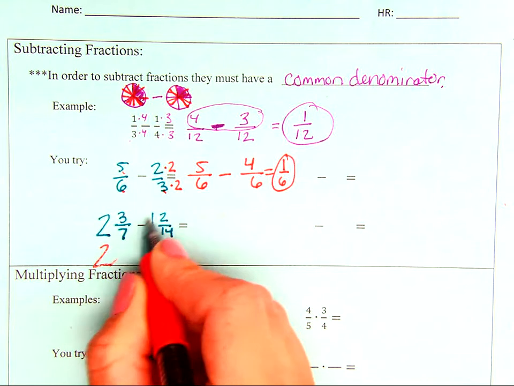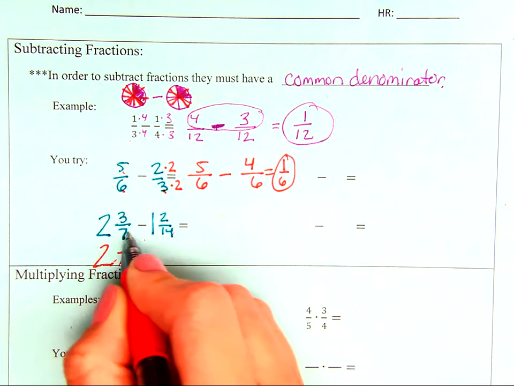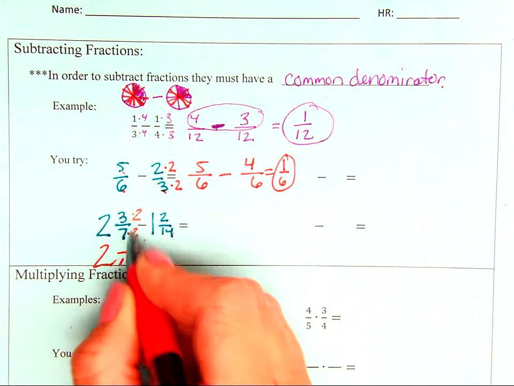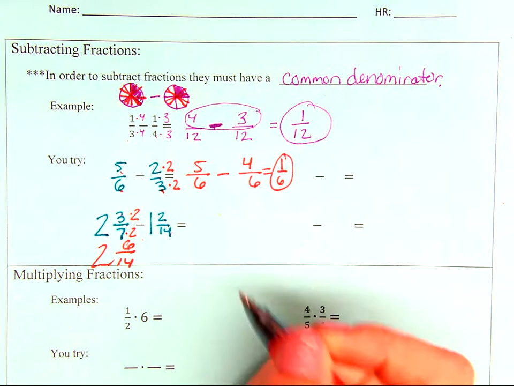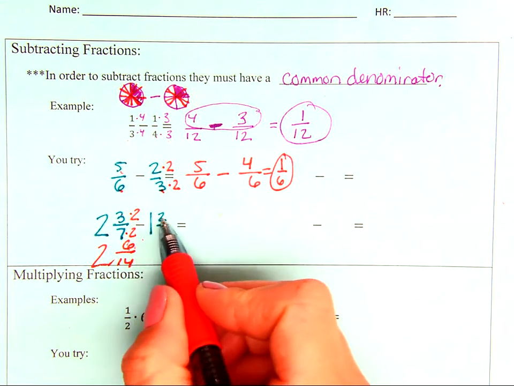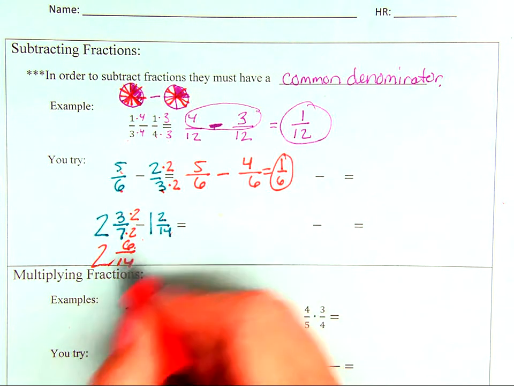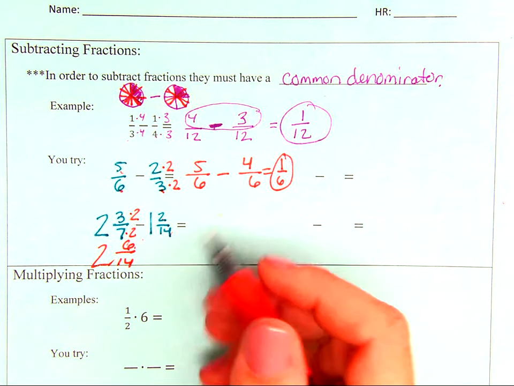So I'm going to leave this as a 14. And I'm going to multiply by 1 in the form of 2/2 to get this as a 14. So now 6 subtract 2, I can do that. So I don't need to change it into an improper fraction.